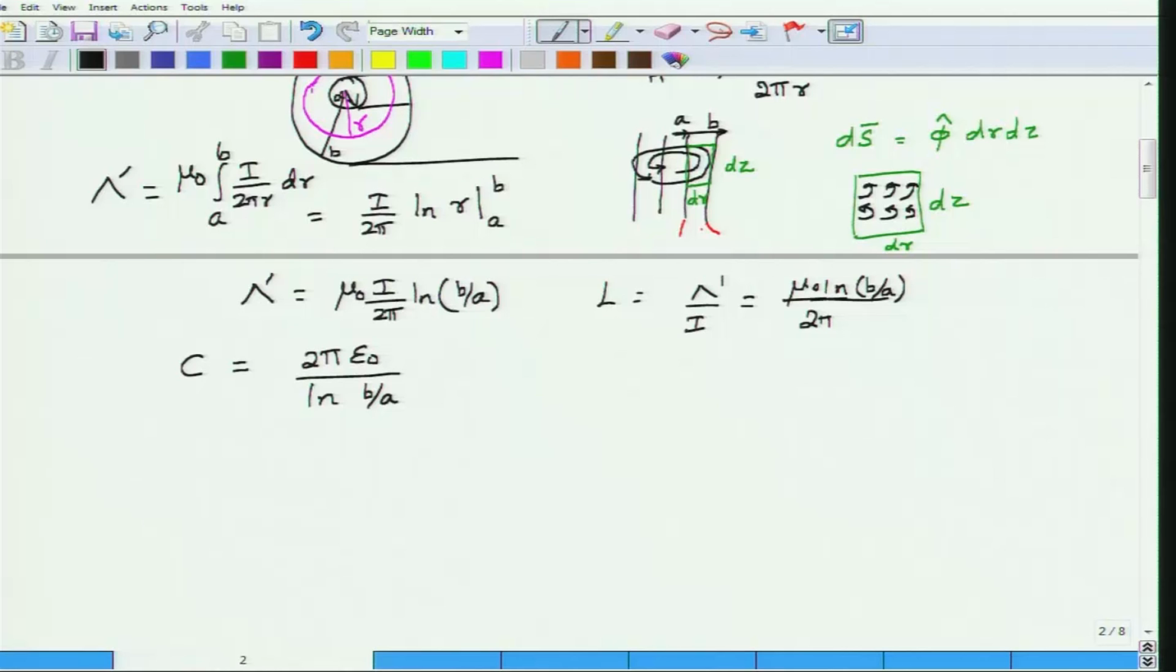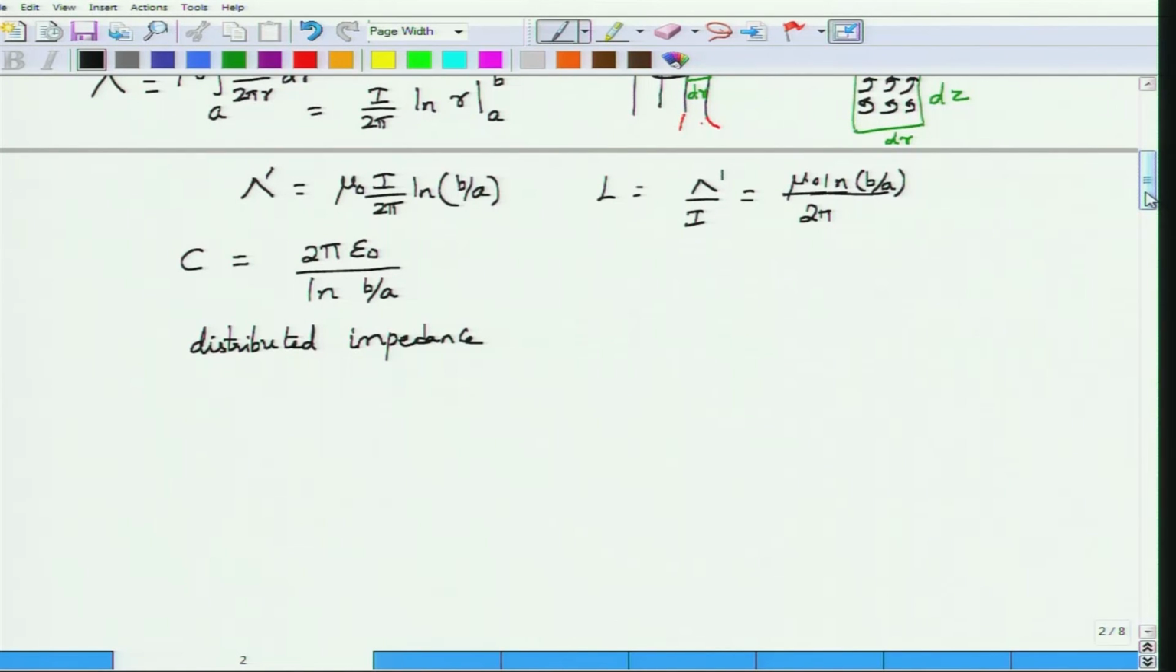Now we are ready to actually calculate a very interesting circuit property called distributed impedance. A distributed impedance is completely opposite to that of the localized impedance that you see. What is a localized impedance? Localized impedance is one in which I am considering a particular L and a particular capacitance, let us say, and then I am calculating the impedance of this particular circuit.